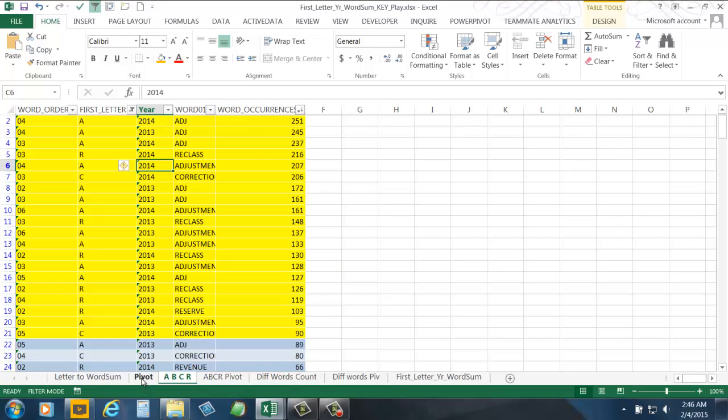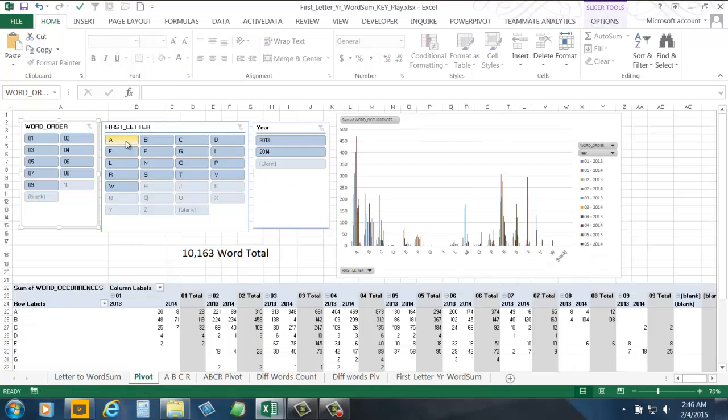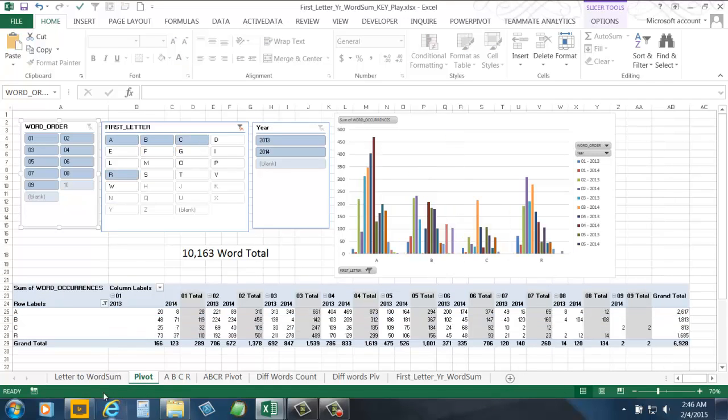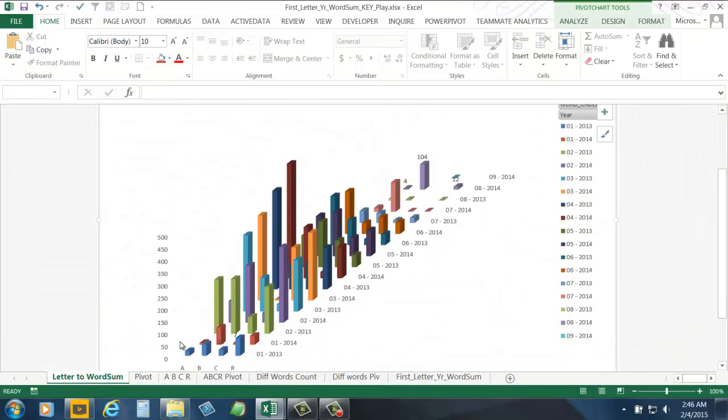Now, looking at the actual data itself, I realized that A, C, B, and R were words that were happening quite a bit. And one way to see that quickly is I can click on A, B, C, and R, and then go back to this word summary. And again, you can see some pretty interesting trends, but also some high numbers in some of the cases.